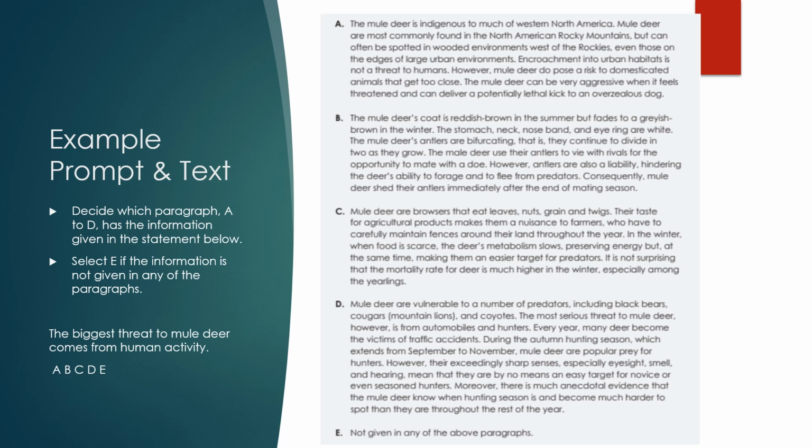Read the question statements and identify the keywords in each. In this example, the keywords are threat and human activity. Mule deer is the topic of the entire passage. So, first of all, you need to identify what the whole passage is talking about. Here the whole passage is talking about the mule deer. Mule deer is the topic of the entire passage, so it is not necessarily a keyword.